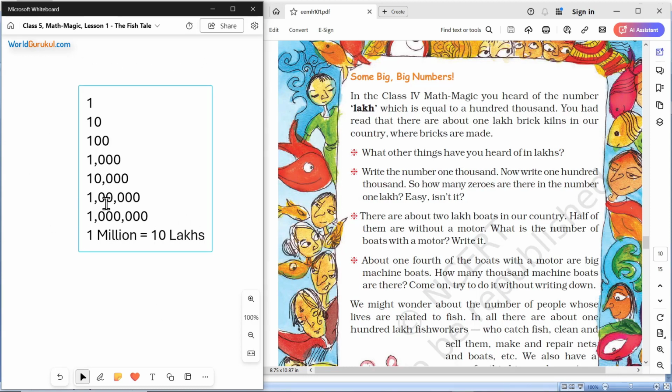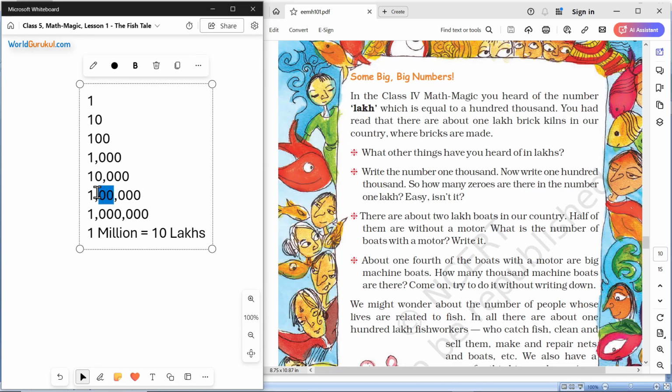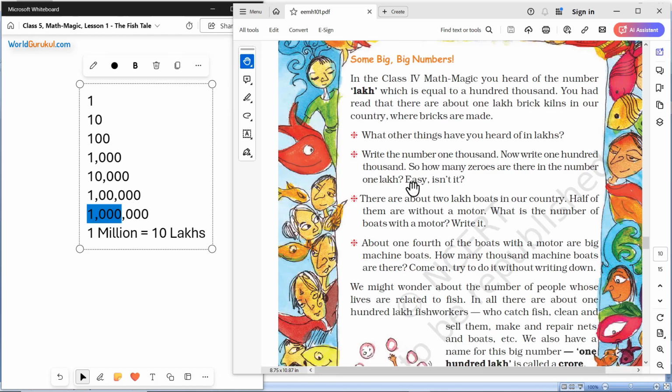So lakh means 100,000, you can say. 1 million means 1,000 thousands, right? Or 10 lakhs. So you use lakhs almost to count many things around you. Next, beyond 10 lakhs, 100 lakhs will be 1 crore, and so on.